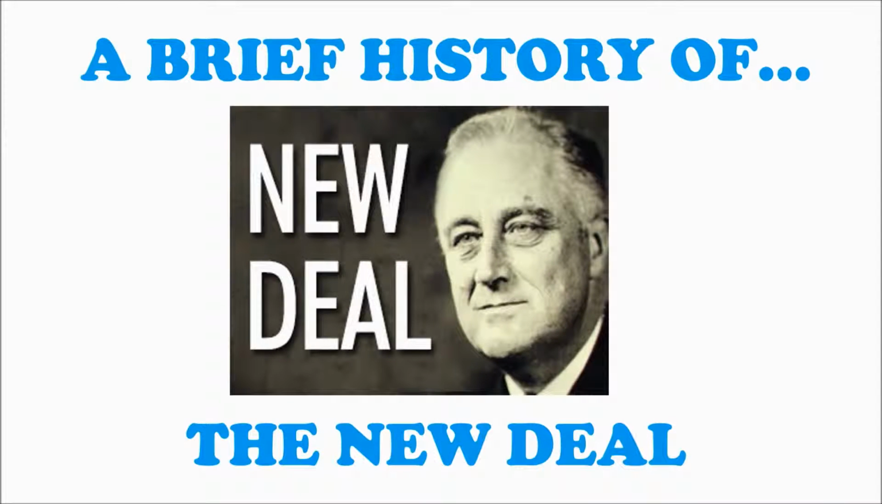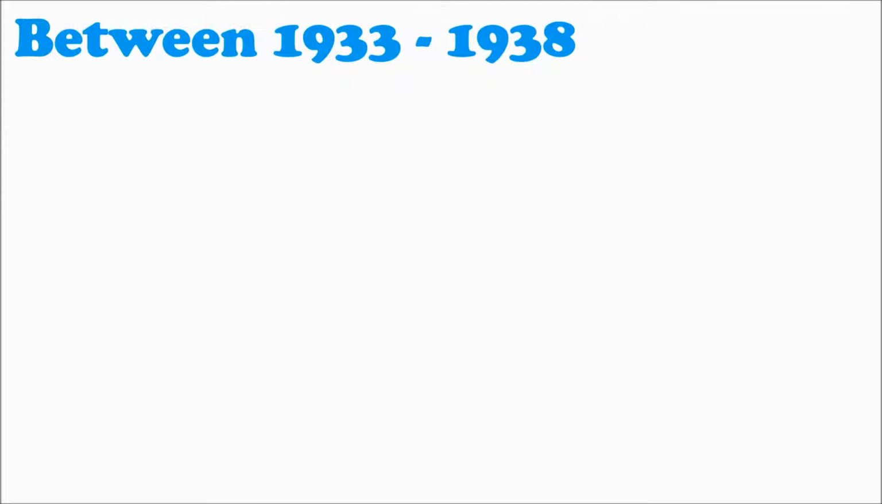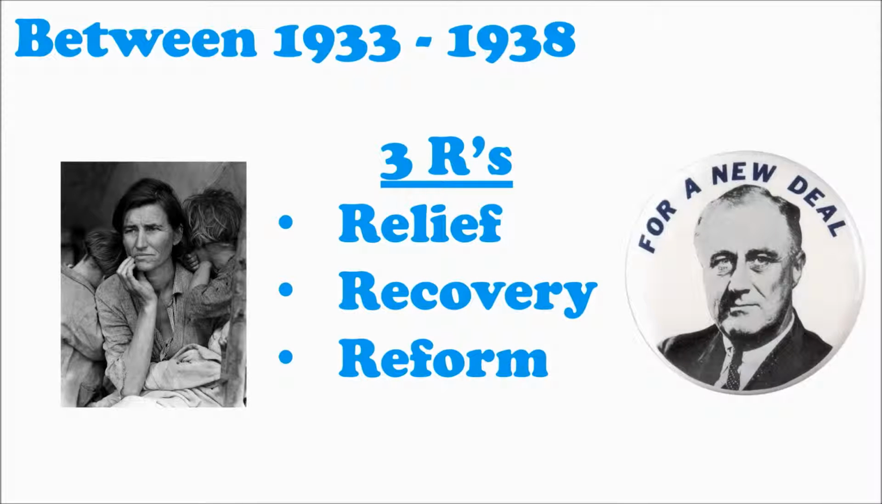A brief history of the New Deal. The New Deal was a series of programs enacted in the United States between 1933 and 1938, and a few that came later. They included both laws passed by Congress as well as presidential executive orders during the first term of President Franklin D. Roosevelt.